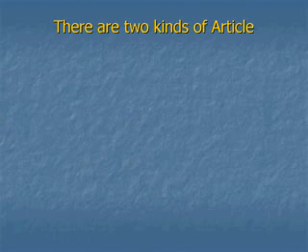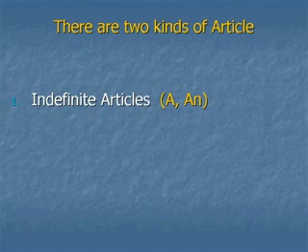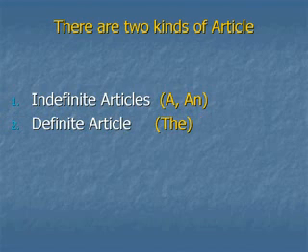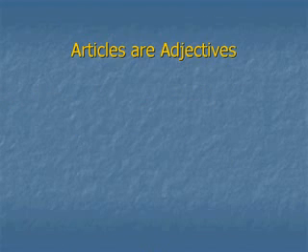There are two kinds of article. Number one, indefinite articles a, an, and number two, the definite article the. Well, articles are actually adjectives because they do the work of an adjective. You know that an adjective is a word that defines a noun. Articles do the same thing. They give us more information about a noun.